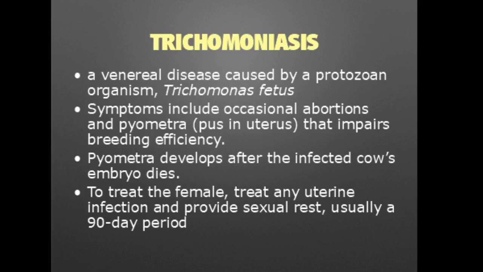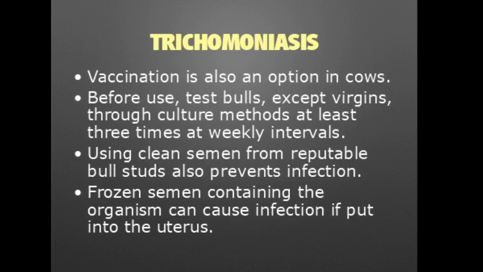To treat the female, treat any uterine infection and provide sexual rest, usually a 90-day period. Vaccination is also an option in cows. Also, before use, test the bulls using culture methods at least 3 times at weekly intervals. We should also encourage the use of clean semen from reputable bull studs, which also helps to prevent infection. You see, frozen semen containing the organism can be a source of infection.